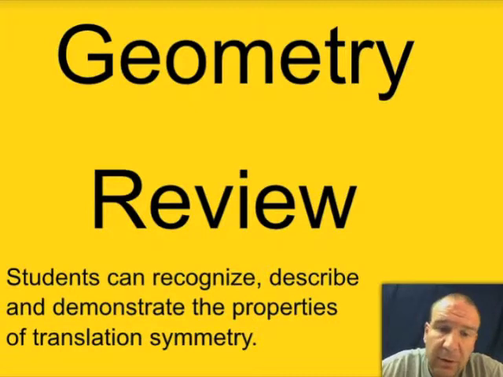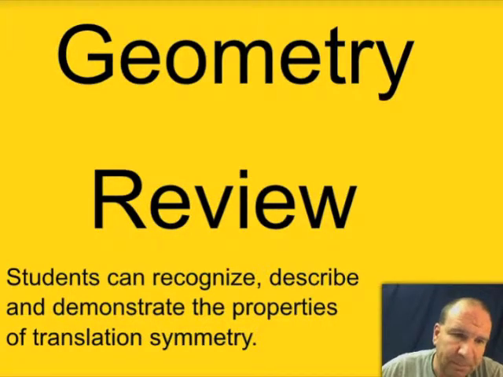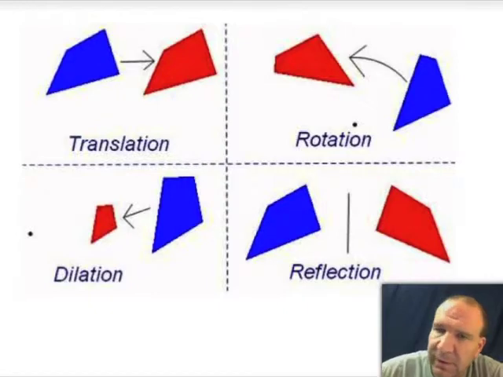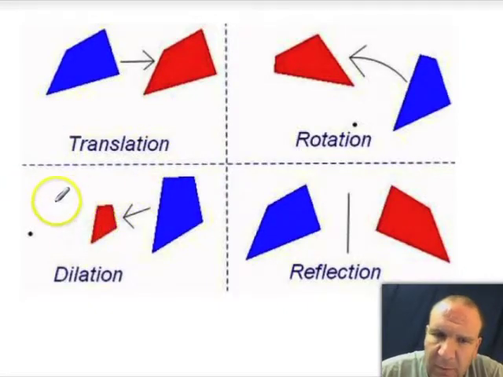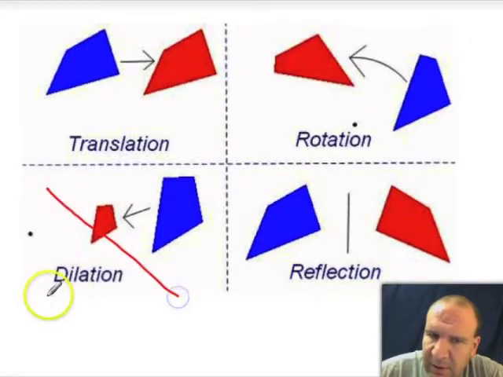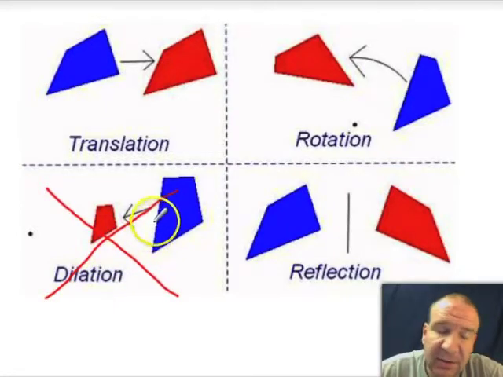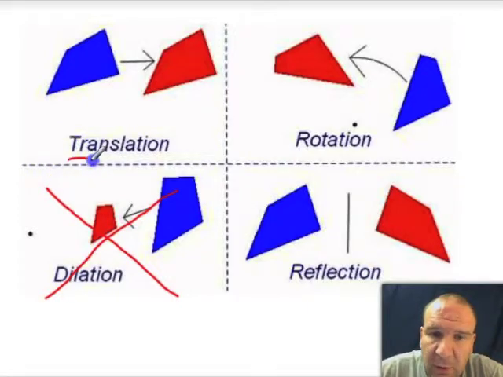Now, for learning target number 3, it's students can recognize, describe, and demonstrate the properties of translation symmetry. So we've been talking in class about all these different types of symmetries. Now you might be saying, well, I don't remember dilations. Well, we didn't spend a ton of time on it, so I'm not actually going to test you on it, but we have talked about it a few times, and a dilation is a change in shape or a change in size. But this is the biggie right here. Translation symmetry is what I'm testing you on.